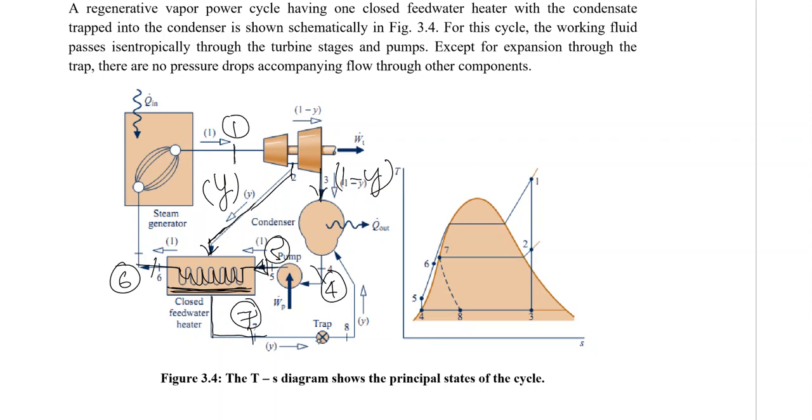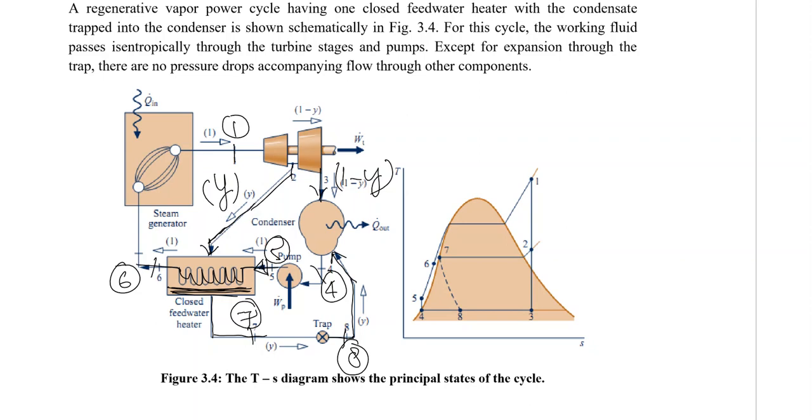and it is expanded in a throttle, or we call it a trap, to state number 8. When it is expanded in a throttle or trap, the pressure of the condensate is reduced. The phase has already changed from steam to liquid. Now at 8, we are shifting this condensate towards the condenser.